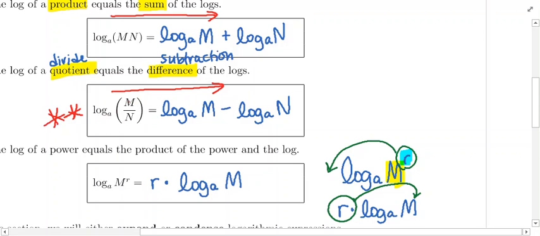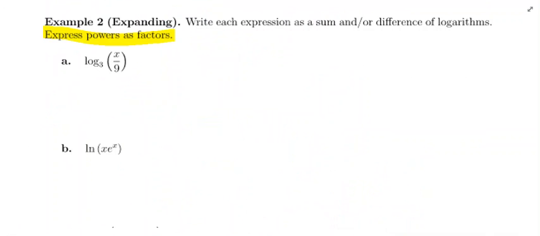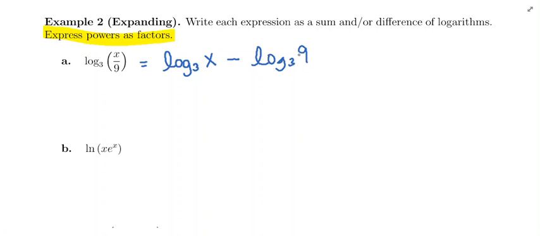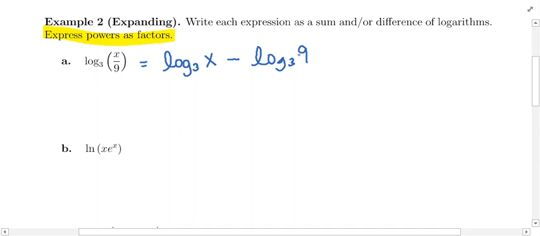We have the logarithm of a fraction, so we know that division turns into subtraction. So this is going to be log base 3 of the top minus log base 3 of the bottom. You've taken one logarithm and you've expanded it into two logarithms of the same base. That's as far as you can break it up. There's nothing we can do with log base 3 of x.